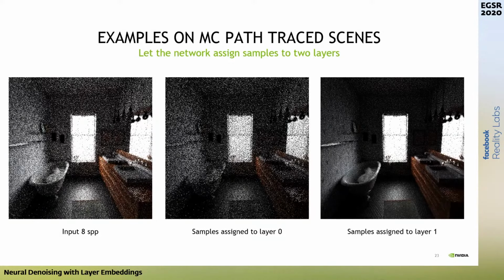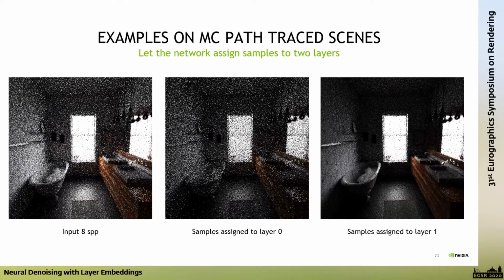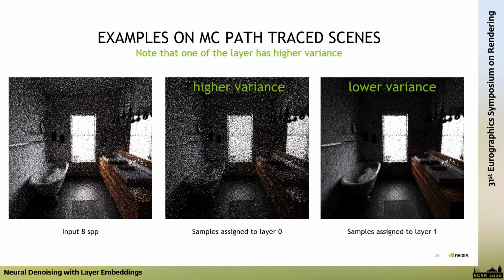We then moved on to more complicated assets. We trained on large collections of Monte Carlo path traced scenes. To the left, I show the input samples at 8 samples per pixel in linear HDR to more clearly visualize the differences. To the right are the samples assigned to layer 0 and layer 1. It's still a noisy mess, but if you look closely, you can see that there's a lot higher variance in layer 0 than in layer 1. So it seems that the network has chosen to somehow divide the samples.